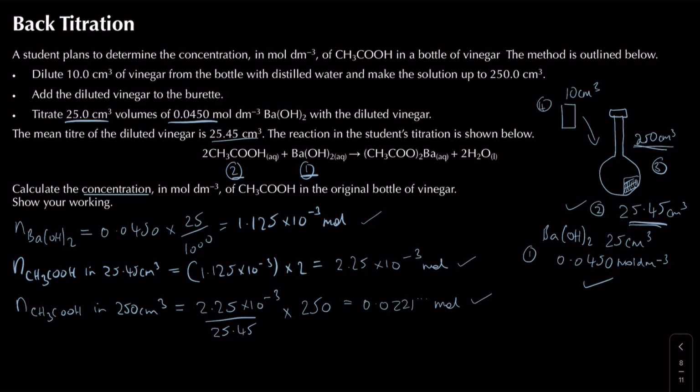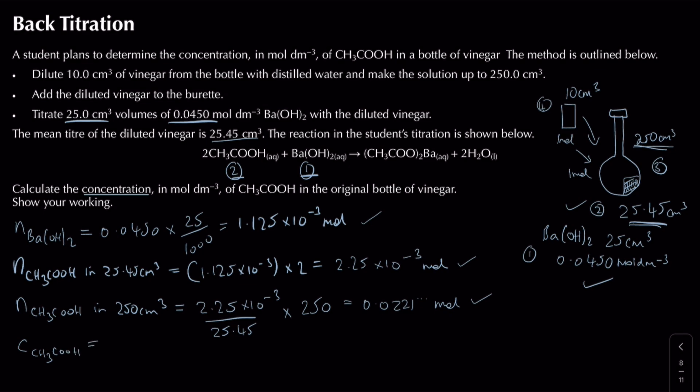Now we need to find the original concentration of ethanoic acid. But remember, if you were to dilute something, so if you were to have, let's say, 1 mole over here and then dilute it into this new solution, you would still end up with 1 mole, but it would be less concentrated, it would be more dilute. So in that case, we're going to assume that the number of moles of ethanoic acid is 0.0221.